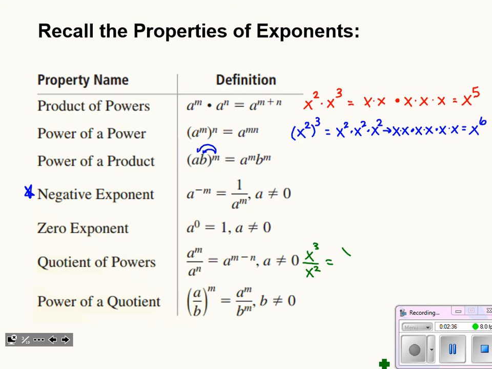In the numerator, I've got x times x times x, and then in the denominator, I've got x times x. Well, in two cases there, the division will cancel out things that are multiplied together, leaving me 1 x in the numerator, or x to the first power, which is x to the 3 minus 2. And then lastly, the power of a quotient. If I have a fraction raised to a power, that means the numerator and denominator both get raised to that power as well.